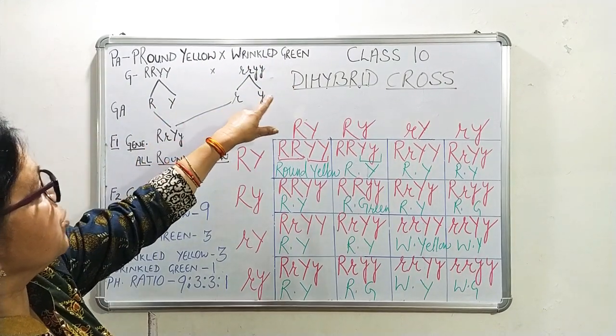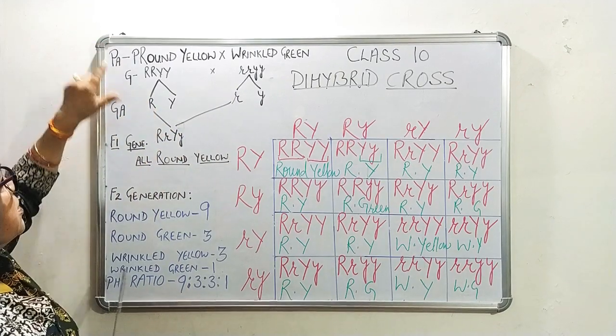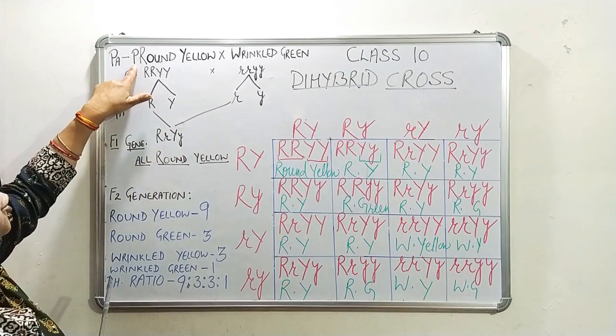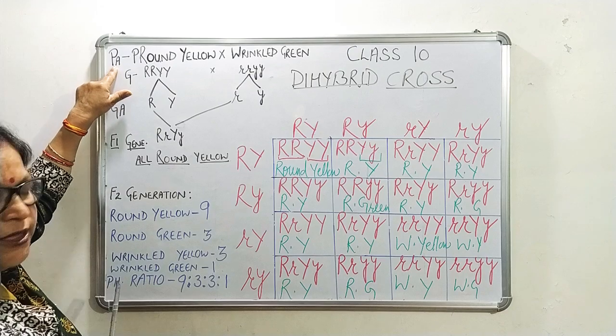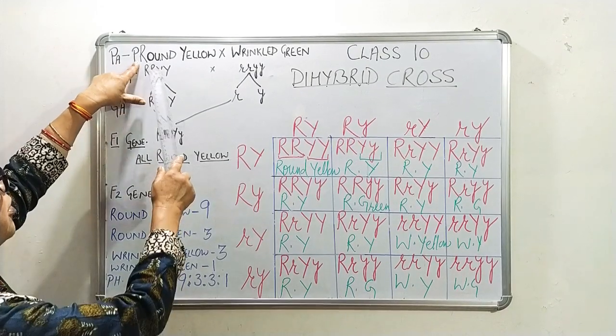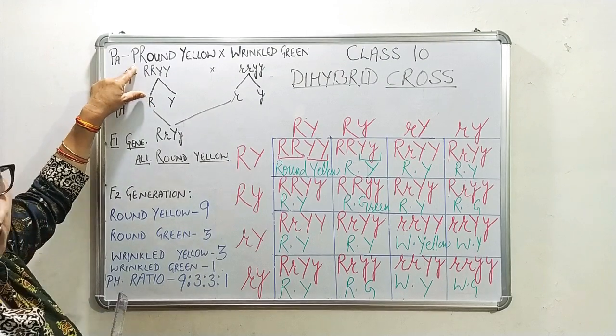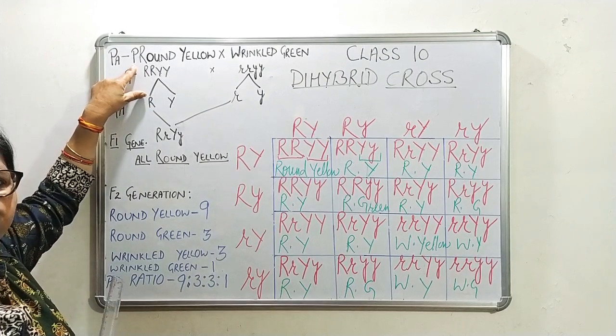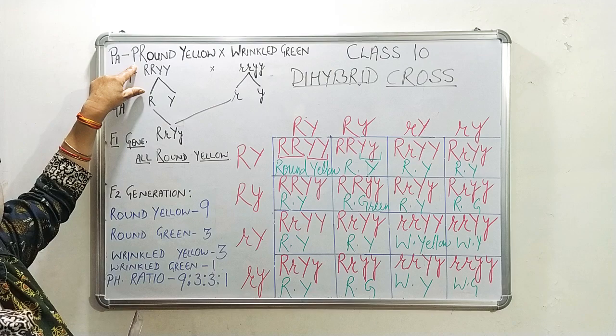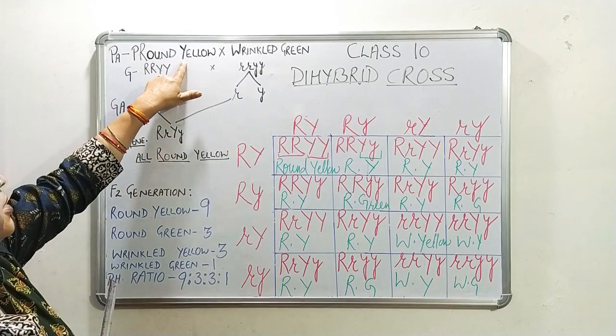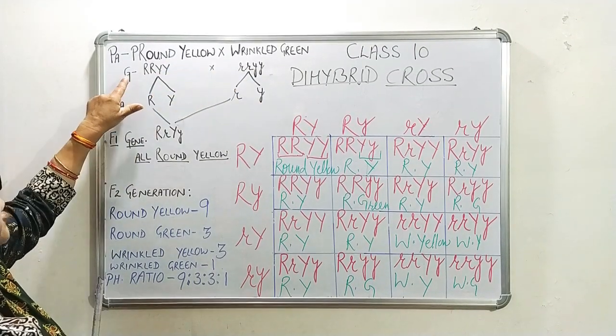When he crossed these two plants, see, this is phenotype. I have written it in short. Here it is for parents. Parents were with round yellow seed and wrinkled green seed. So this is phenotype. I had already told you phenotype means the external appearance. So phenotype is round yellow and wrinkled green.